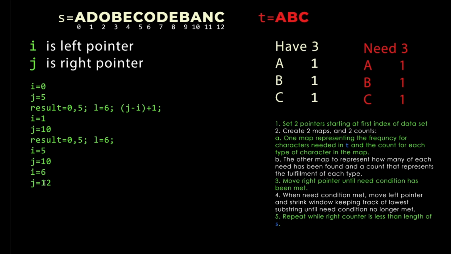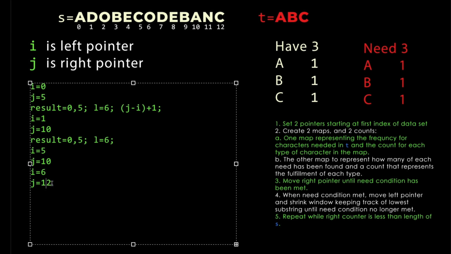So do we have a new minimum substring? 12 minus 6 is 6, plus 1 is 7, so no we don't, but we're going to be increasing. 12 minus 7 is 5, plus 1 is 6, and that's still not less than, so we're going to be incrementing as well. 12 minus 8 is 4, plus 1 is 5.